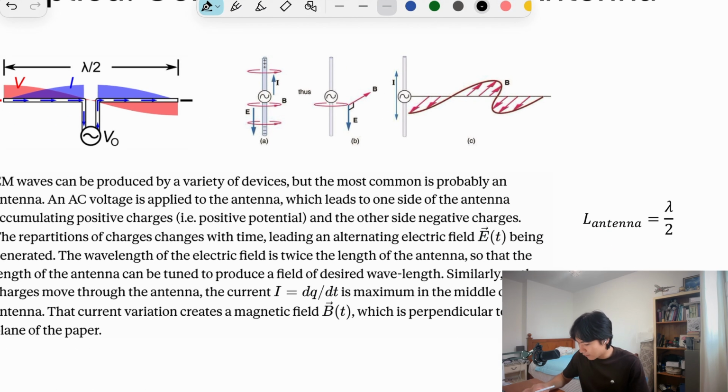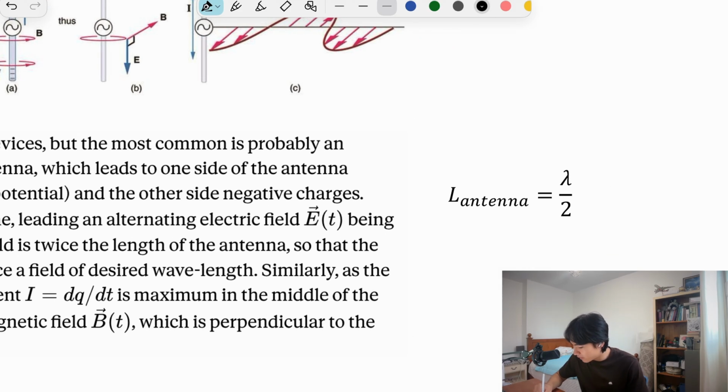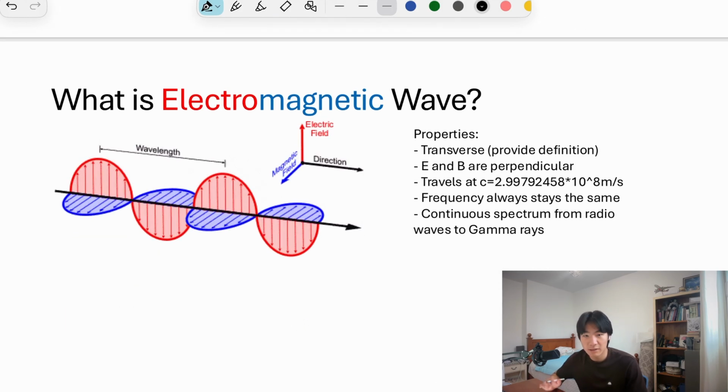And generally, we said that the electric field wavelength is twice the length of the antenna. So we can formulate a simple equation here: the length of the antenna must be half of the wavelength, right? If we desire to produce, let's say, a 5-meter wavelength, we need an antenna that is twice as large... so actually, no. If we want to produce a 5-meter wavelength, the length of the antenna can be just 2.5 meters, right? Because it's half.